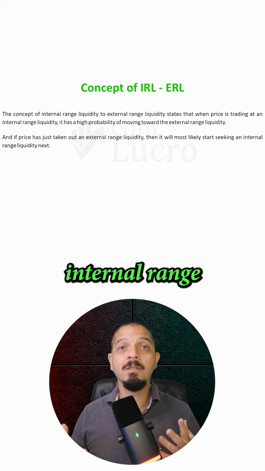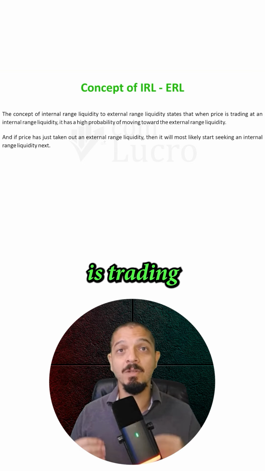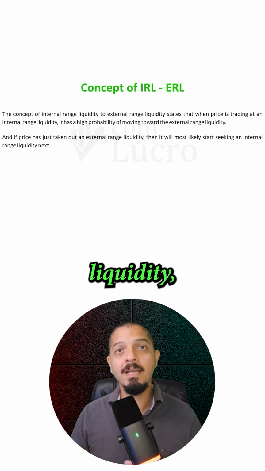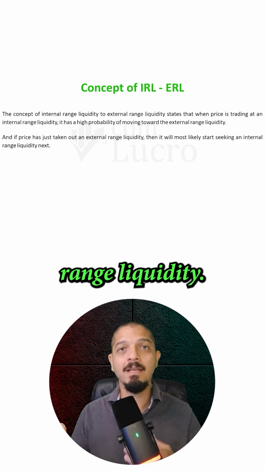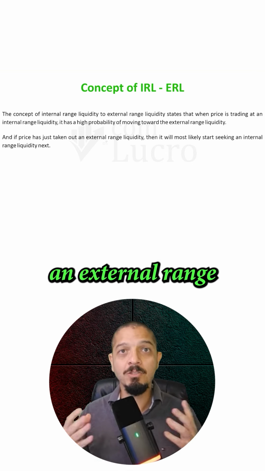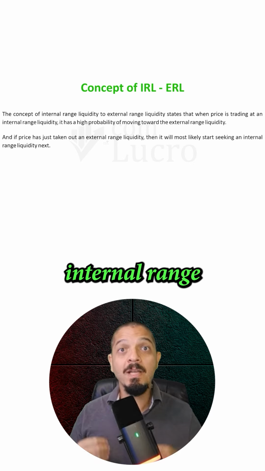Now, the concept of internal range liquidity to external range liquidity states that when price is trading at an internal range liquidity, it has a high probability of moving toward the external range liquidity. And if price has just taken out an external range liquidity, then it will most likely start seeking an internal range liquidity next.